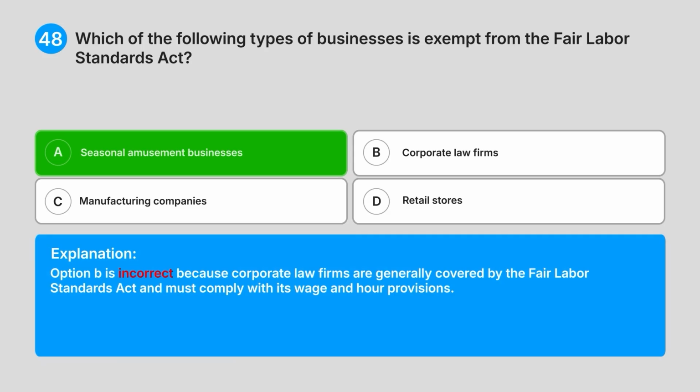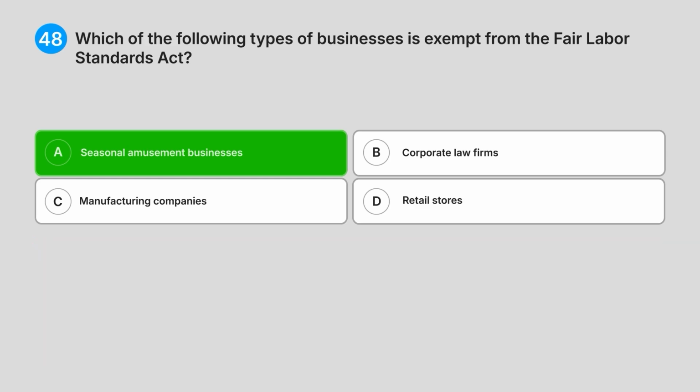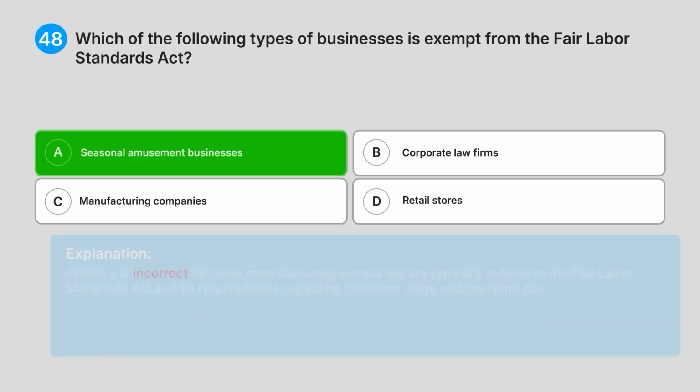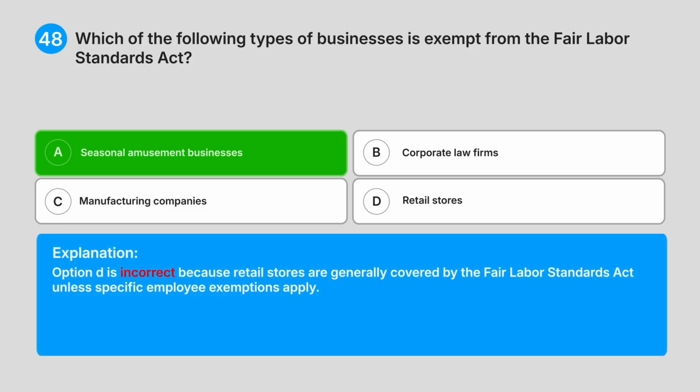Option B is incorrect because corporate law firms are generally covered by the Fair Labour Standards Act and must comply with its wage and hour provisions. Option C is incorrect because manufacturing companies are typically subject to the Fair Labour Standards Act and its requirements regarding minimum wage and overtime pay. Option D is incorrect because retail stores are generally covered by the Fair Labour Standards Act unless specific employee exemptions apply.